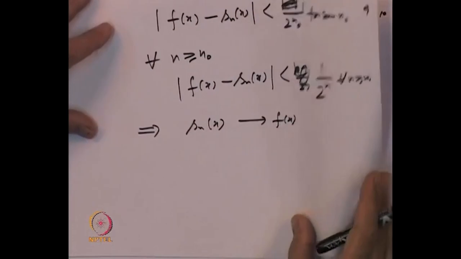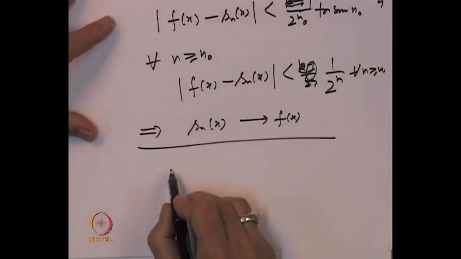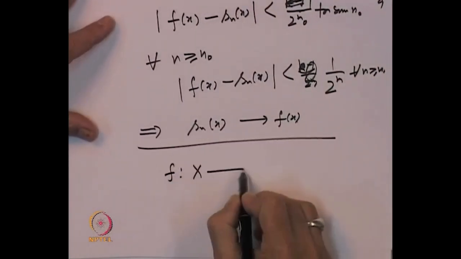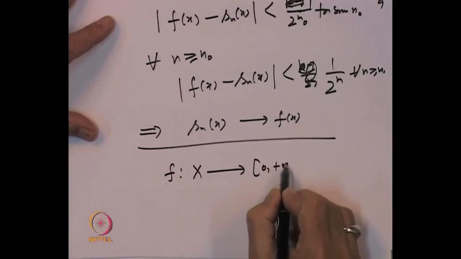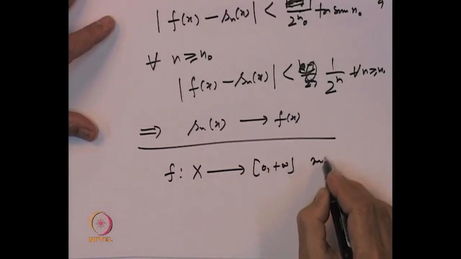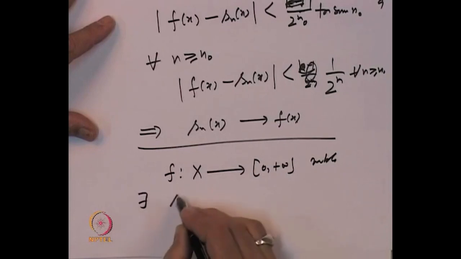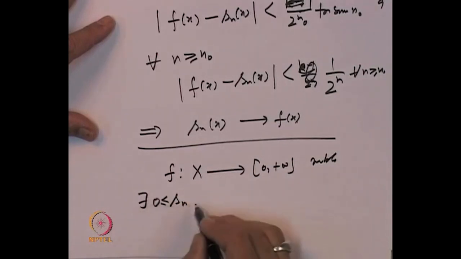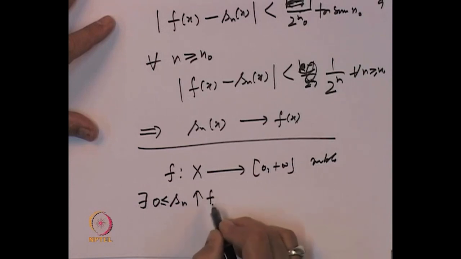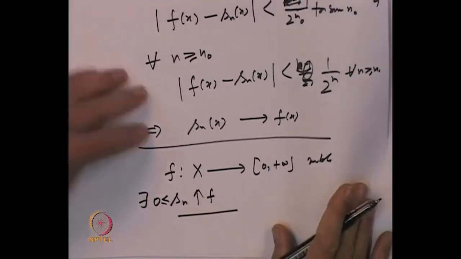So, that proves the theorem. What we have shown is the following: given a function f from x to 0 to plus infinity measurable, there exists a sequence S n of non-negative functions which are simple and measurable increasing to f. So, that is what we have proved.